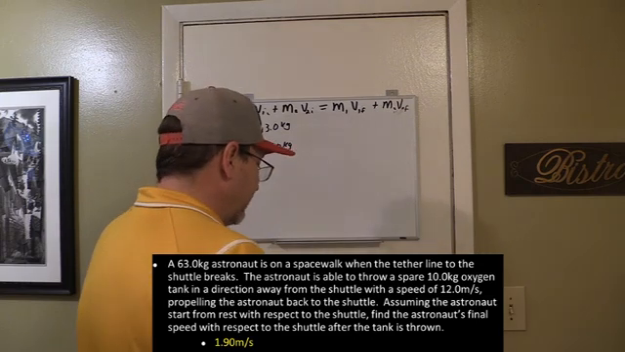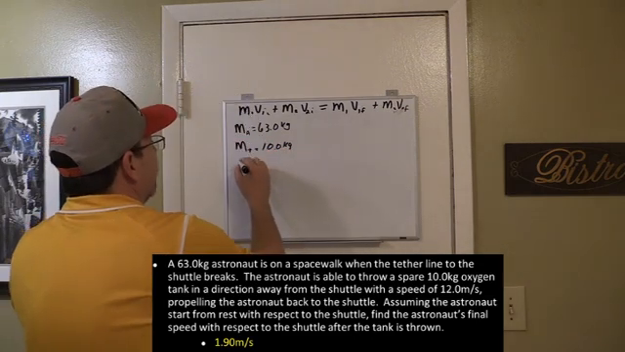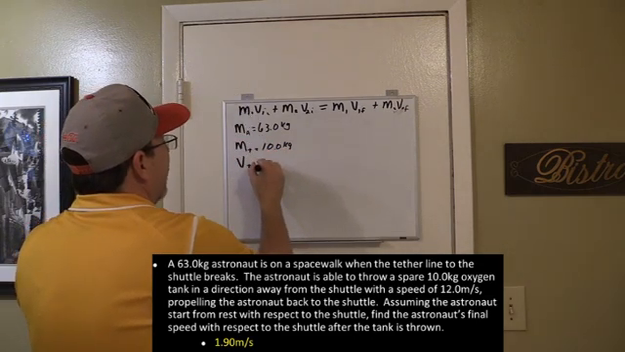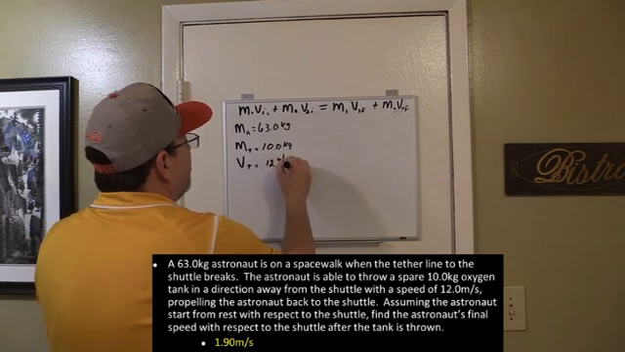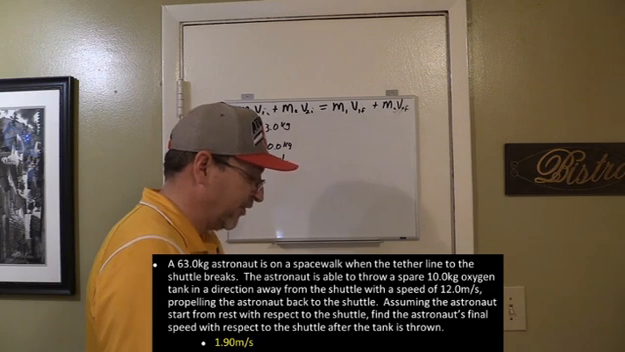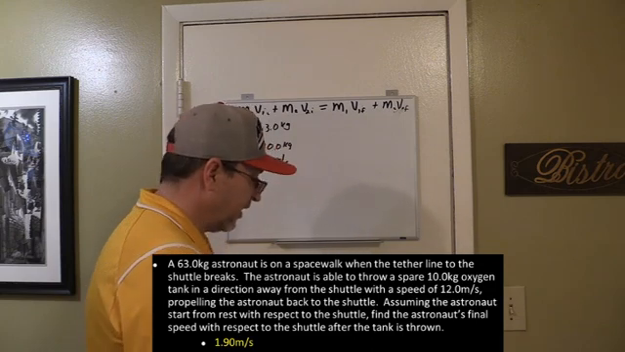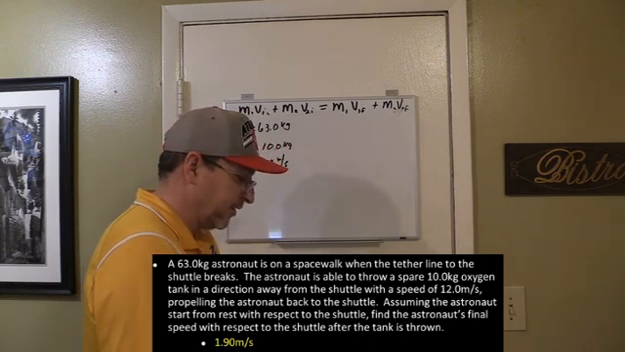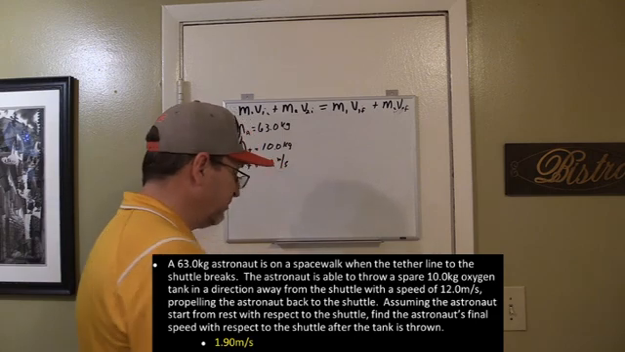With the speed of 12 meters per second. So velocity of the tank is 12 meters per second, propelling the astronaut back to the shuttle. Assuming the astronaut starts from rest with respect to the shuttle, find the astronaut's final speed.